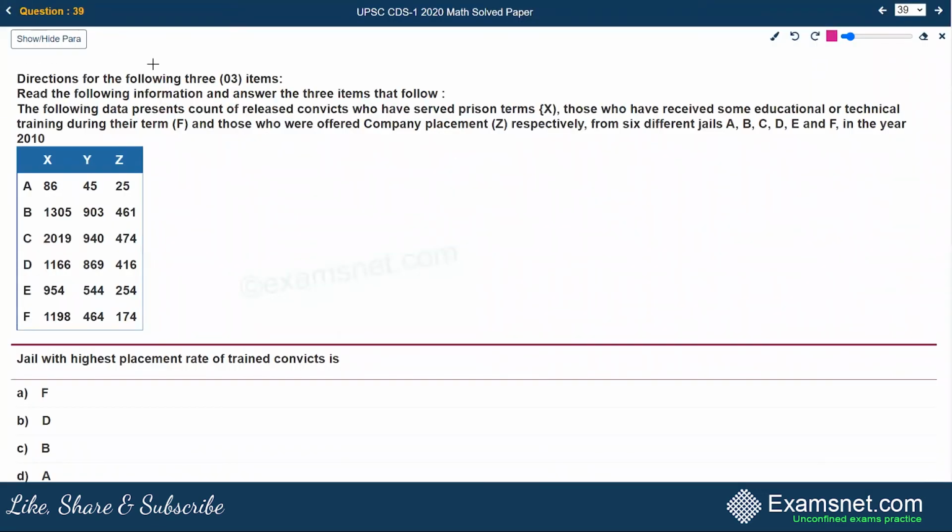In question number 39, this is the continuation of the previous question. The question is: the jail with the highest placement rate of trained convicts is. Here, among the convicts who were trained in the 6 jails, some were offered company placement. For jail A, 45 convicts were trained, and among them only 25 were offered company placements. This way we are going to find which jail has the highest placement rate, so we are going to calculate it.